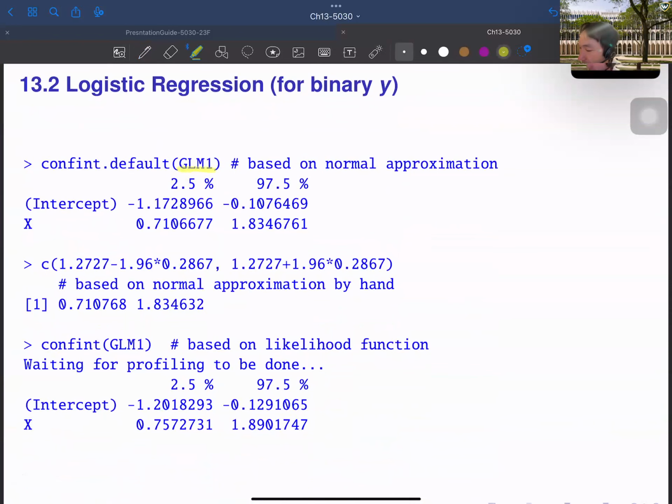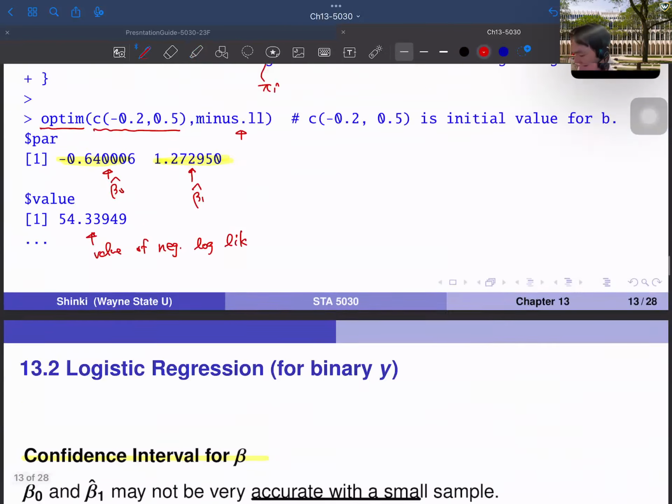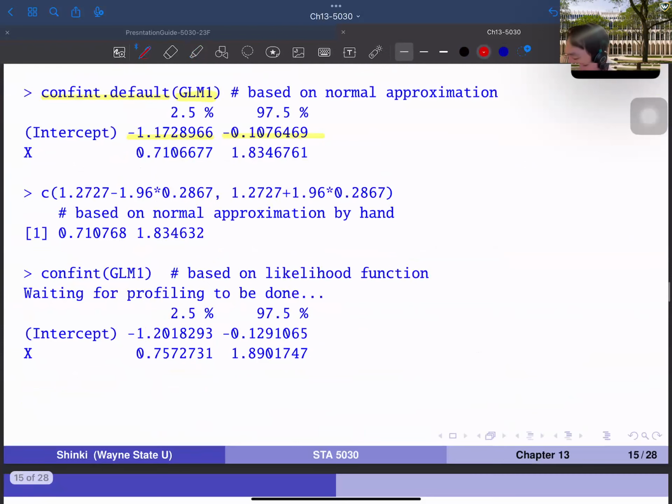This is the GLM object, the logistic regression model. Then you can put it in the confint.default function. Then we can see that the intercept is between negative 1.17 and negative 0.10. The original estimate is negative 0.64, so beta naught is equal to negative 0.64. But we can at least say that beta naught is significantly negative.